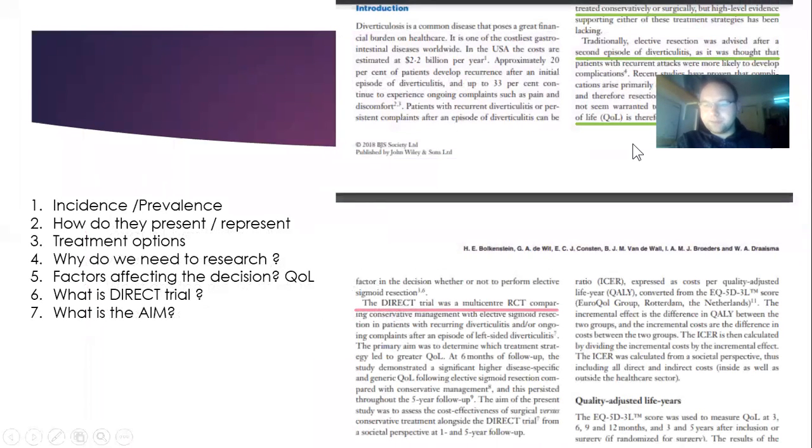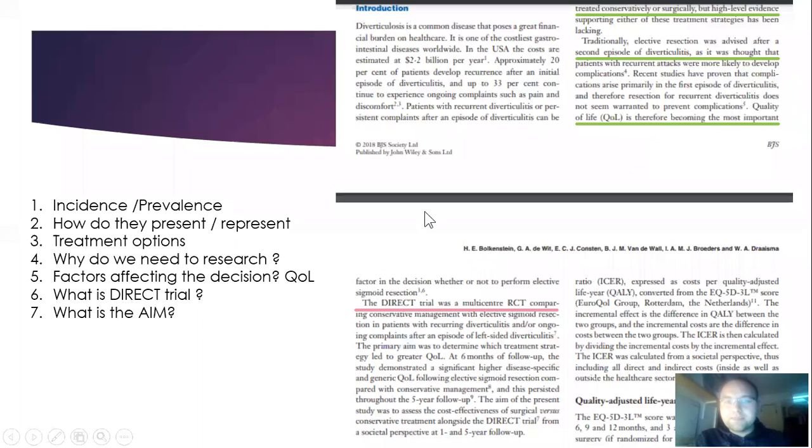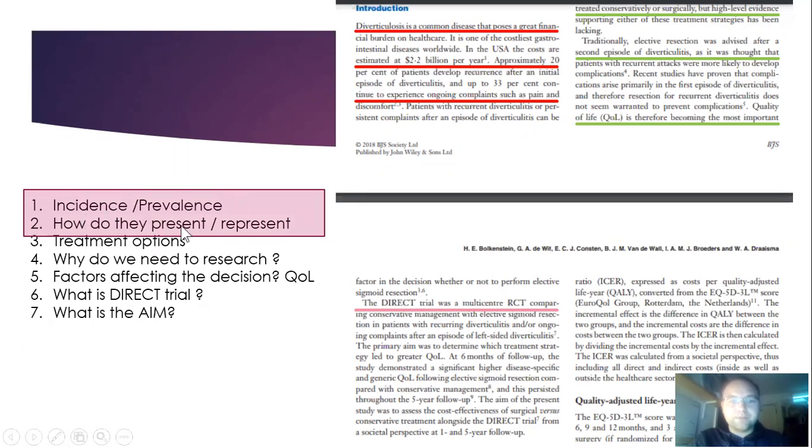Yeah, I'm just going to move my picture here. So this is the paper itself that was published by the authors, and you can see that they are stating the incidence and the prevalence. And how do they present? So for diverticulitis and diverticulosis, they state what it is, so they define it, and then they talk about how much it costs the US, and what percentage of people have a recurrence, and what the experiences and complaints are. So these are the first questions that we asked, isn't it? The incidence, the prevalence, a definition, and how it presents.